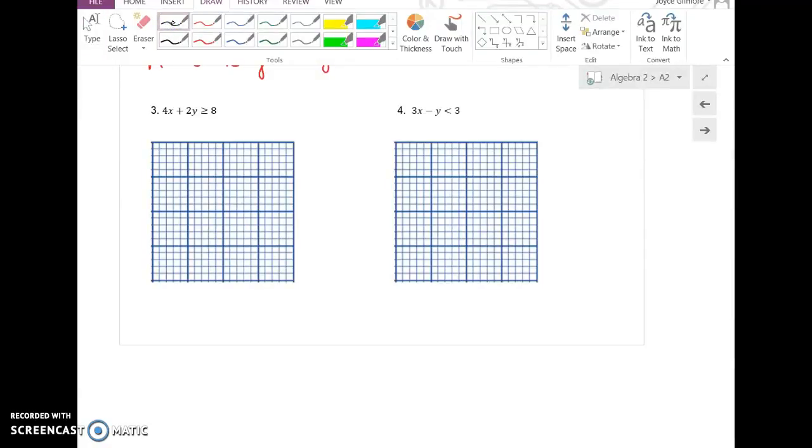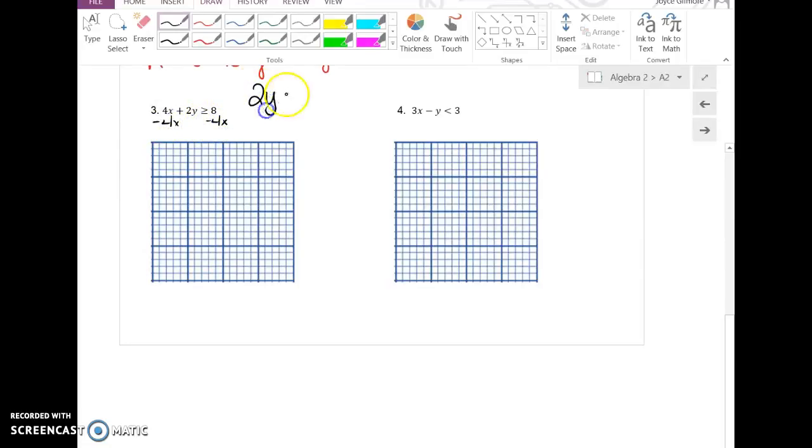Based on grading your tests, I'm finding that most of you prefer to graph using y equals mx plus b. Okay? So we're going to take this inequality and rearrange it so that it looks like y equals mx plus b, but with the inequality symbol instead of the equals. We would start by subtracting 4x on both sides.